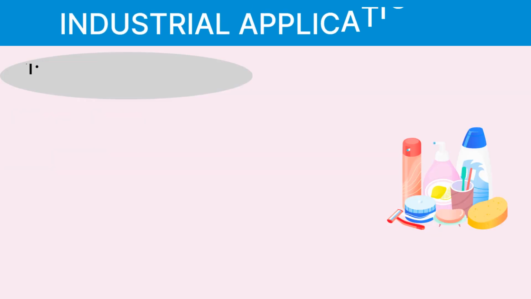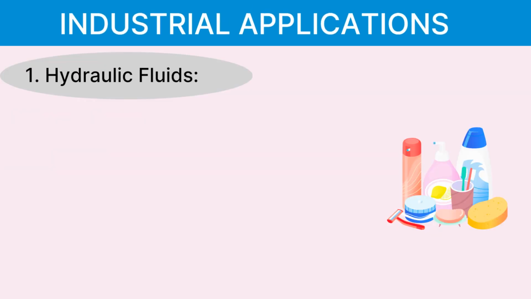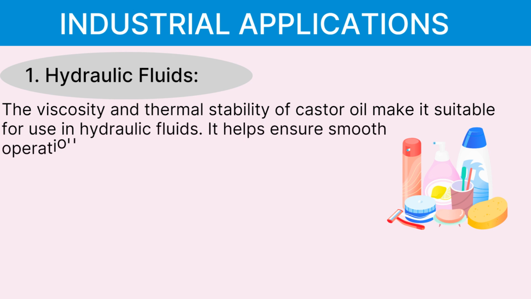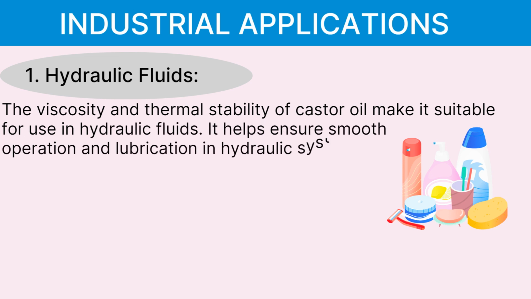Industrial applications. Number 1. Hydraulic fluids. The viscosity and thermal stability of castor oil make it suitable for use in hydraulic fluids. It helps ensure smooth operation and lubrication in hydraulic systems.